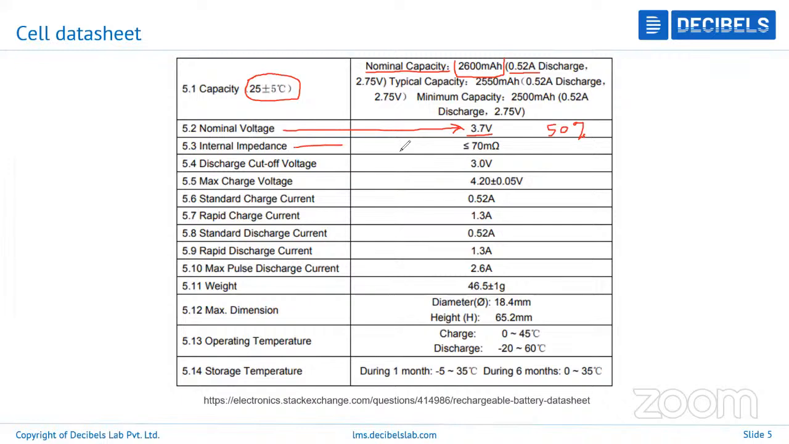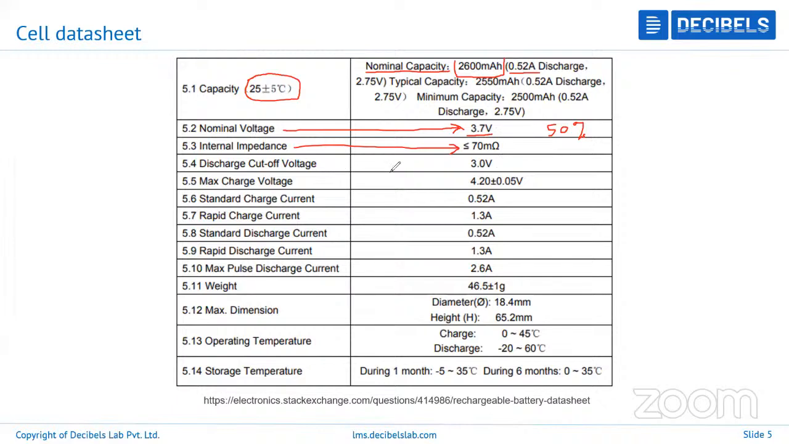And then internal impedance, it's not a very important parameter to understand, but anyway, you just have to know that the internal impedance is the collective internal resistance which is provided by the cell, the resistance to current. In this case, it is rated to be less than 70 milliohms.